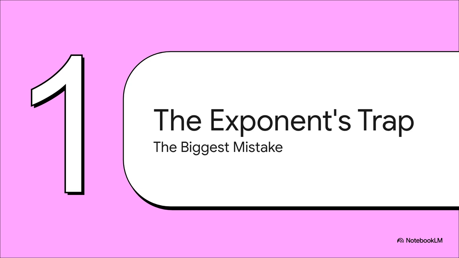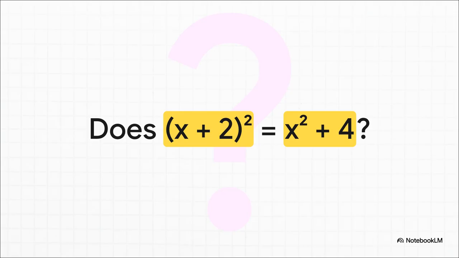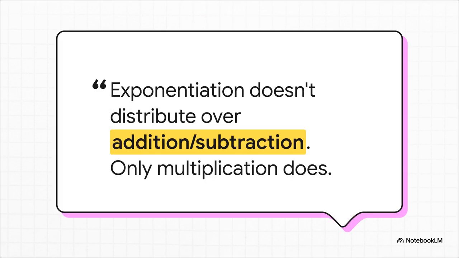I'm telling you, if you can nail this one concept, you're going to save yourself a world of trouble later on. So take a look at this equation right here. It kind of feels right, doesn't it? I mean, you just take that little 2 and pop it onto everything inside the parentheses. But is it actually correct? Just think about that for a second.